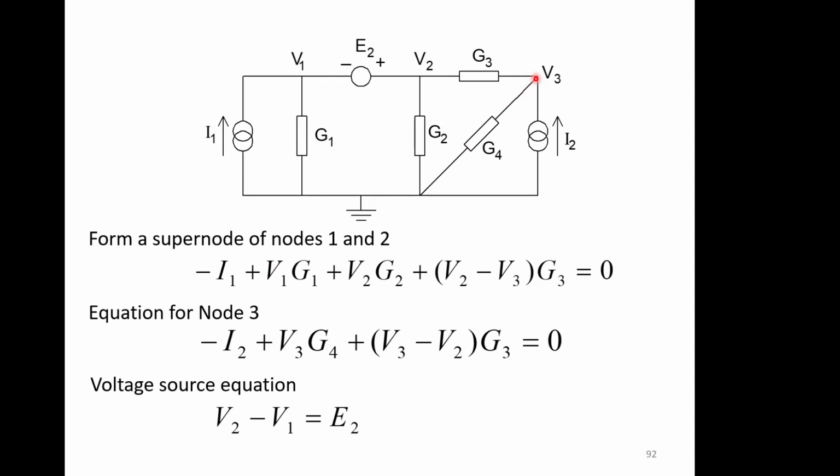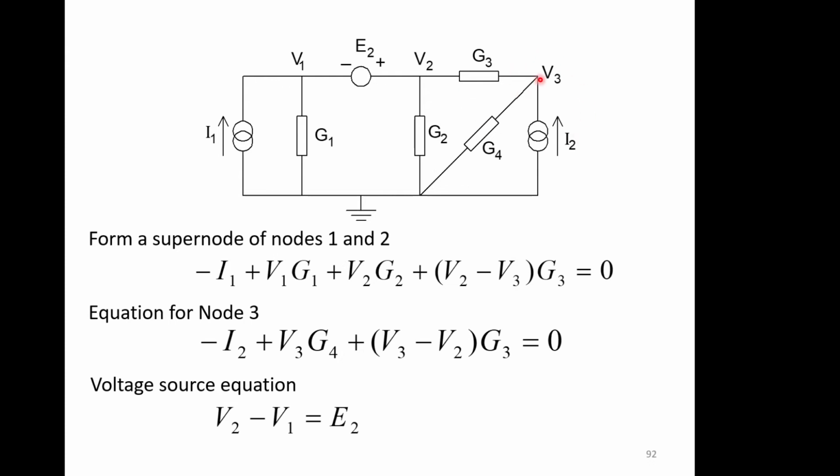Now we're happy with node 3. There's nothing clever or complicated going on here. We've got minus I2 because the current is leaving the node, so it's defined as minus I2. We've got V3 G4, which is the current going down here, and then we've got V3 minus V2 G3 for the current leaving this way. So it doesn't involve the supernode, this is just a normal node, and that's what we've got.